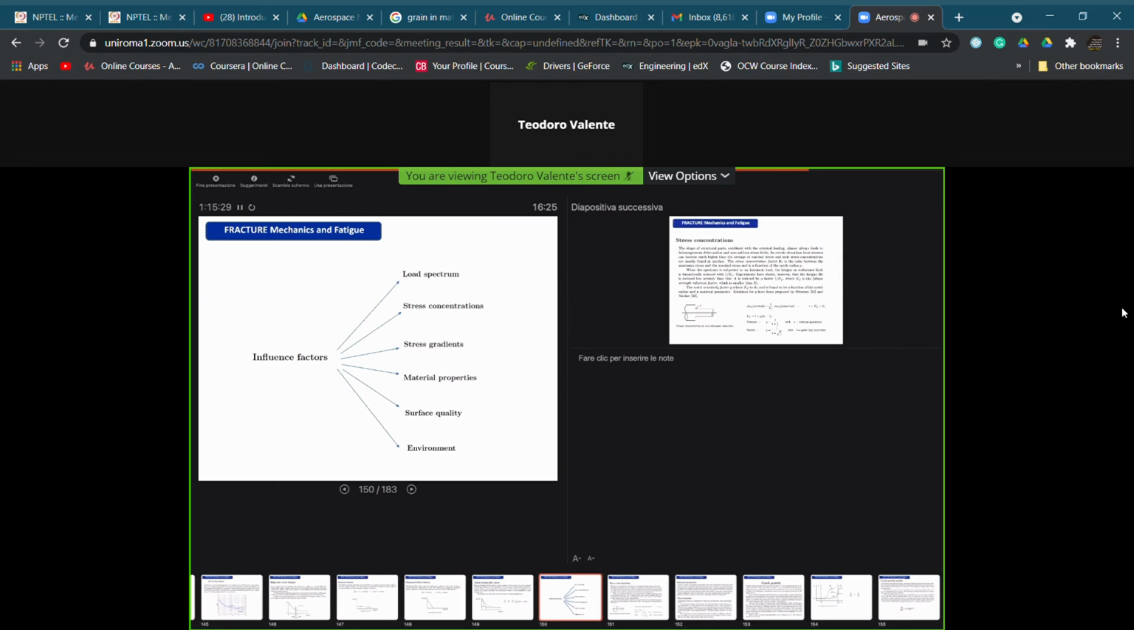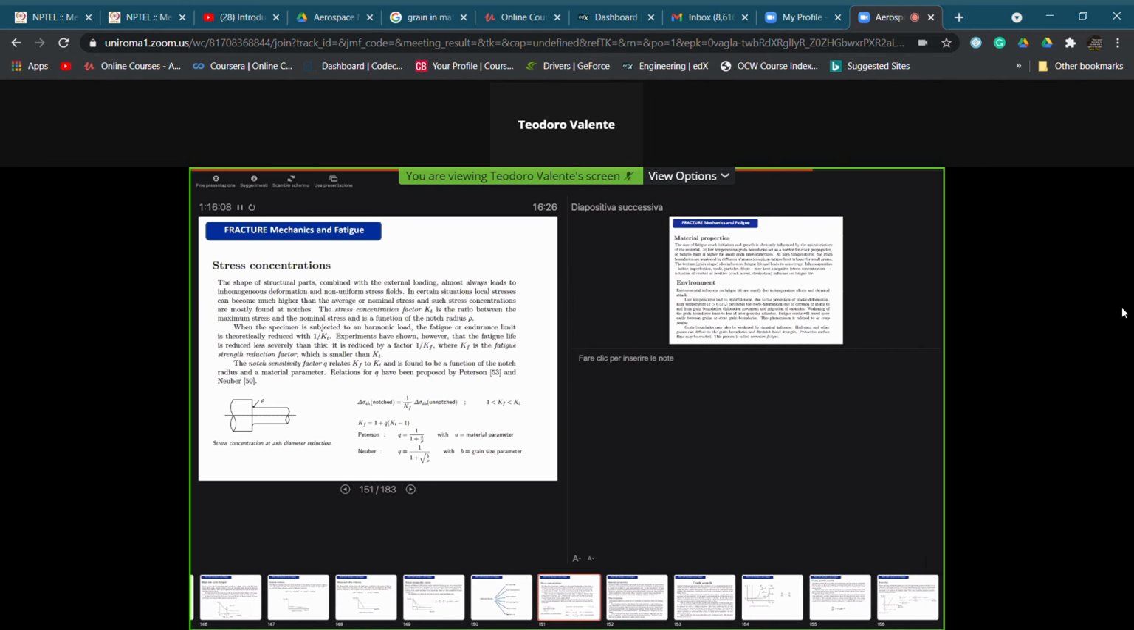Then remember, and then we close today, before next time we go inside the other models, that fatigue is affected by many factors. The load spectrum, for example, the stress concentration, the stress gradients, obviously the material properties, the surface quality, the interaction with the environment. Let me say more in detail about a couple of these very important factors which can influence the fatigue resistance for the same kind of materials subjected, for example, to the same load.